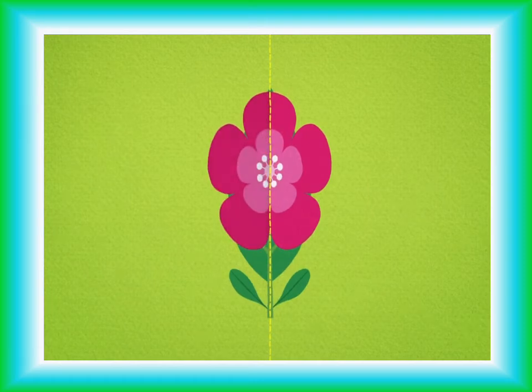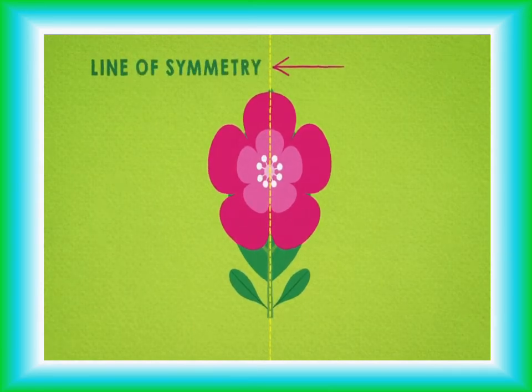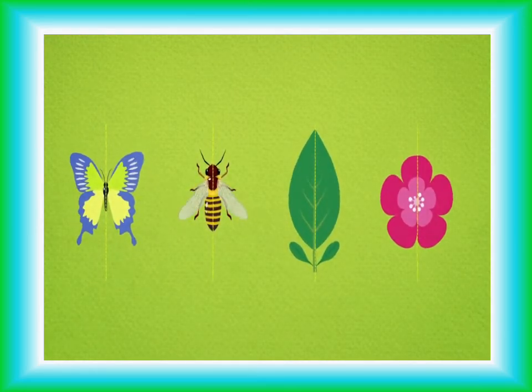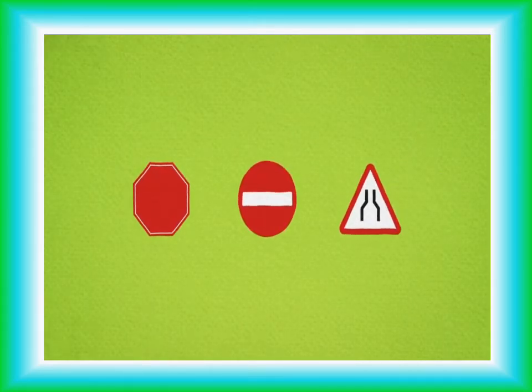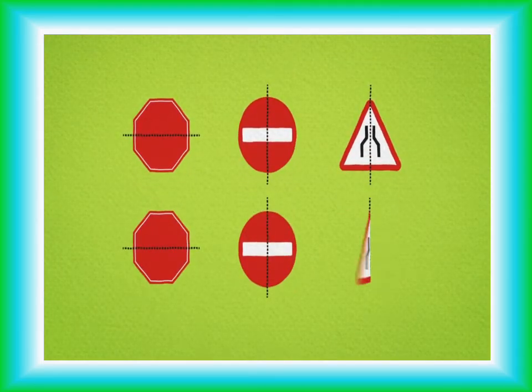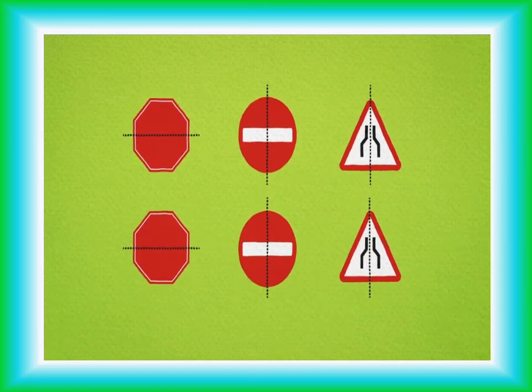If you can reflect or flip half a shape over an imaginary line and the figure appears unchanged, then the figure has reflection symmetry or line symmetry. That line is called the line of symmetry. A line of symmetry divides a figure into two mirror image halves. Let's take a look at other symmetrical figures. Most road signs, for example, are symmetrical. A dotted line could be drawn to divide the image into two identical halves. In these examples, the dotted line is the line of symmetry.